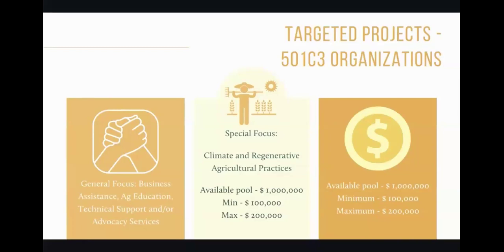So the available pool for the special focus category is $1 million. The minimum amount is $100,000. The maximum amount you can request is $200,000. So just to share a little bit about a prior 501c3 that still is a current grantee of ours. They chose to build a climate data portal on an online native land information system to house data critical to building resilience to climate change. So very unique project that is impacting pretty much all producers and any entity that is looking for information regarding climate throughout Indian country. So that is Village Earth, and they're based out of Colorado.